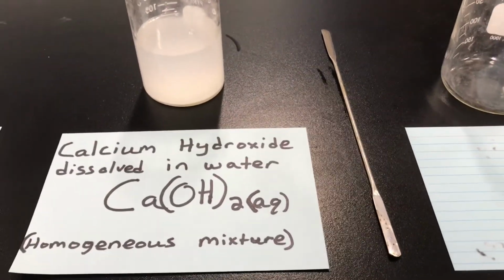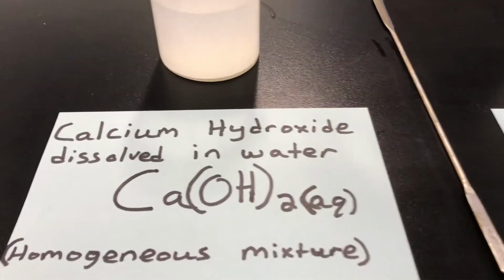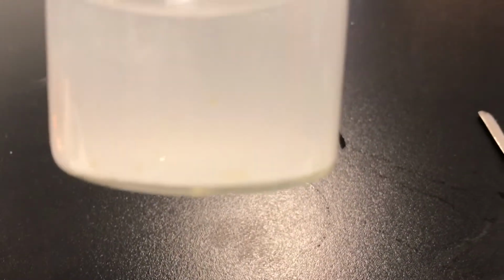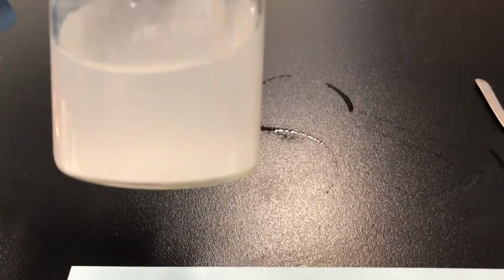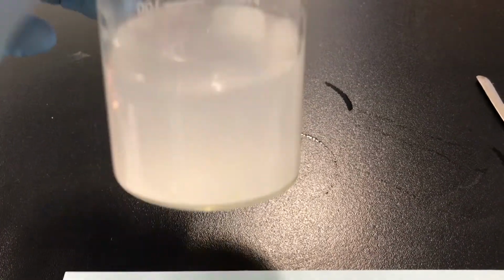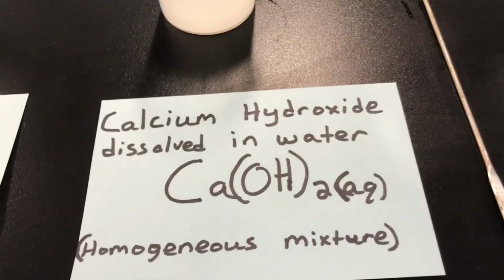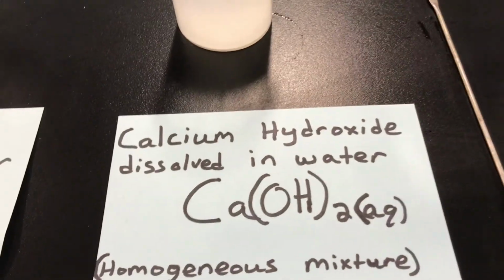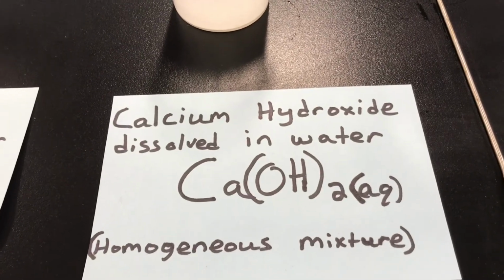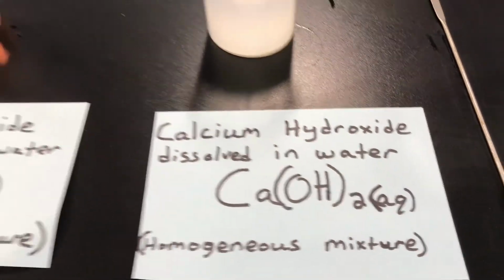Similarly, we have calcium hydroxide dissolved in water, and you can see this white liquid looks the same throughout, a homogeneous mixture. And once again, you have CaOH2, AQ. The AQ, aqueous, means that it is a homogeneous mixture.